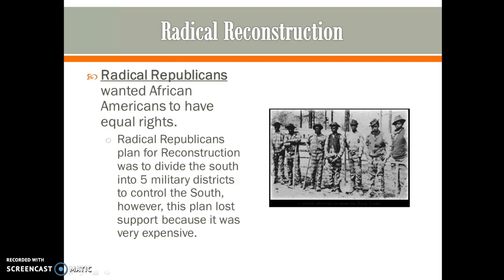Radical Republicans, like we said previously, wanted African Americans to have equal rights. That was the main part of their Reconstruction plan. They also wanted to divide the South into 5 military districts that would control the South until they had signed their loyalty oaths and became a part of the Union again. But this plan lost support because it was really expensive to pay the military leaders to stay in those districts.